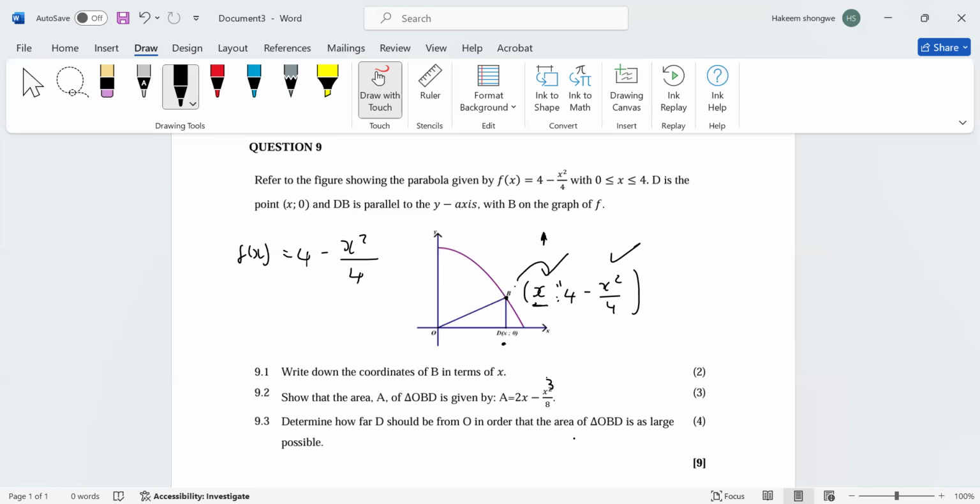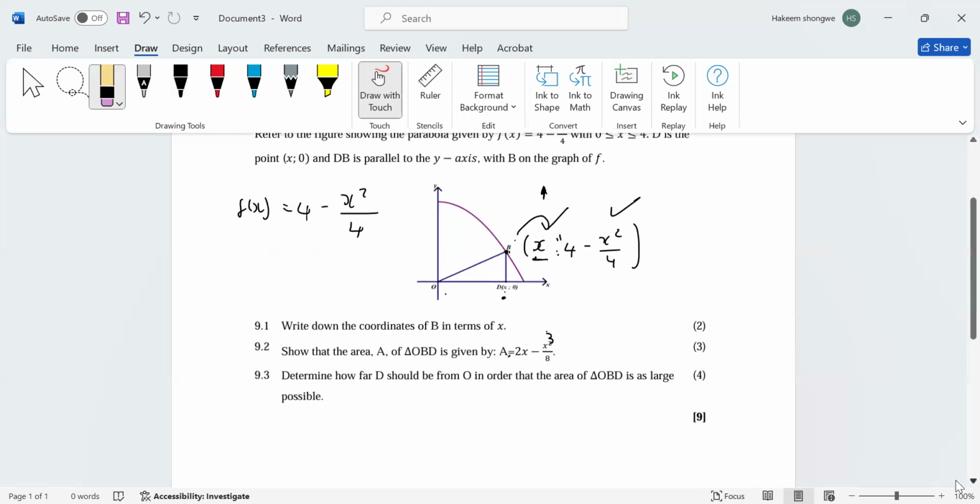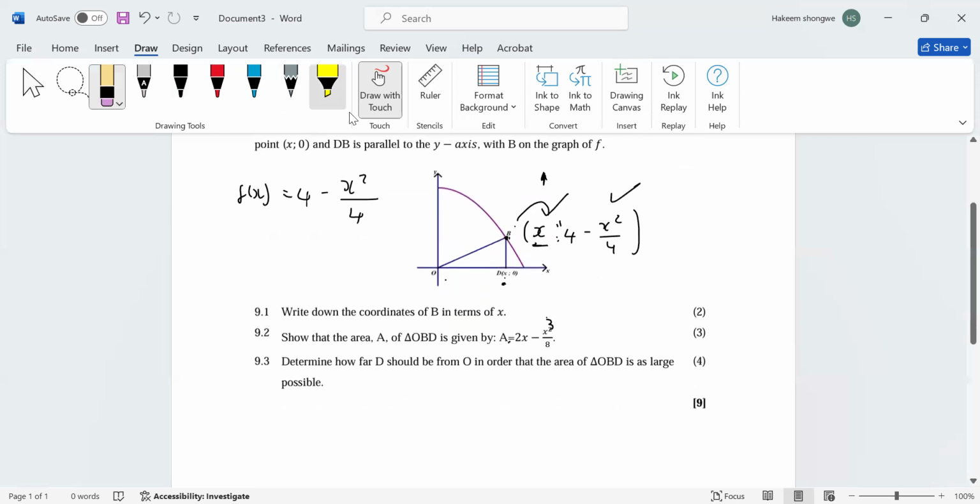Okay. Number 2, show that the area of OBD can be given as... So they want us to show the area of triangle OBD. That triangle is there on the graph, so let's highlight it. Yeah, that's the triangle there again. So we should show that the area of the triangle highlighted in yellow is given by 2x minus x cubed all over 8. So that is what is required to prove.